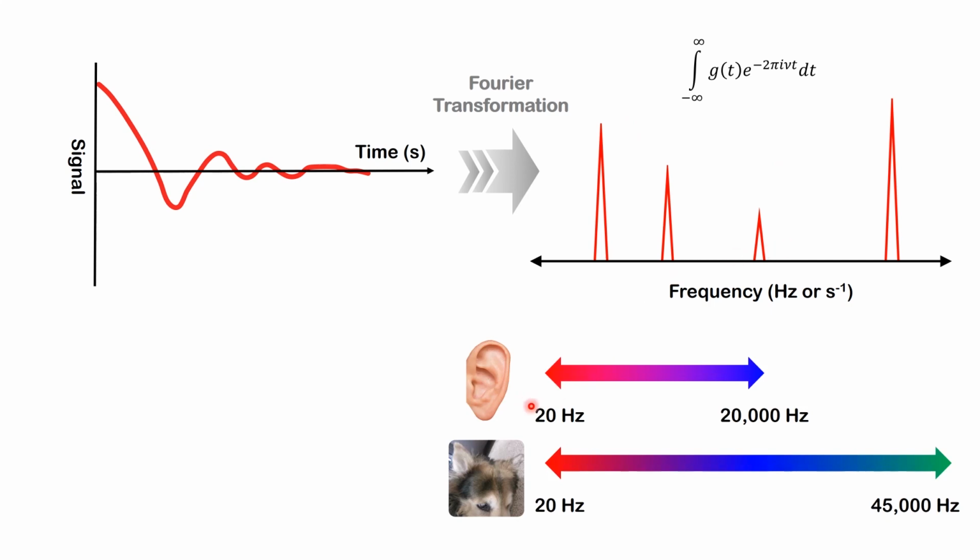The human ear can listen from somewhere around 20 hertz all the way to 20,000 hertz. Dogs have a much wider range, so they go from 20 hertz all the way to 45,000 hertz. So they can hear sounds at much higher frequencies as well, which is very interesting.